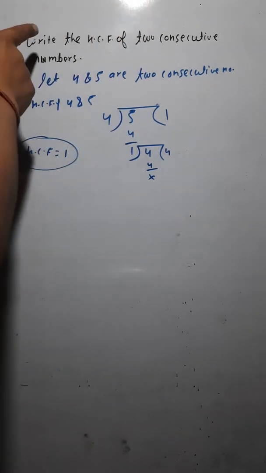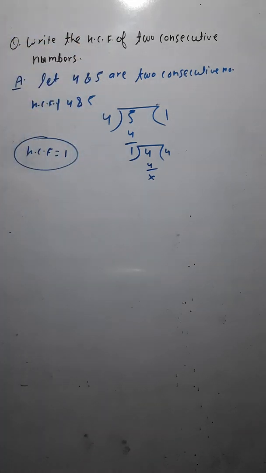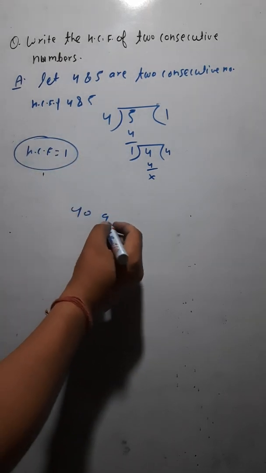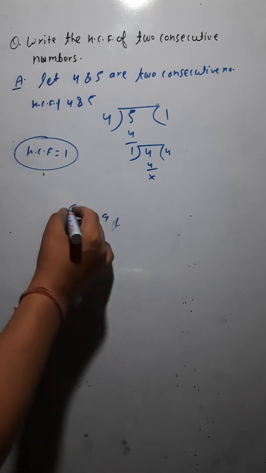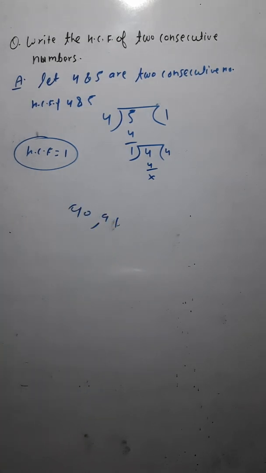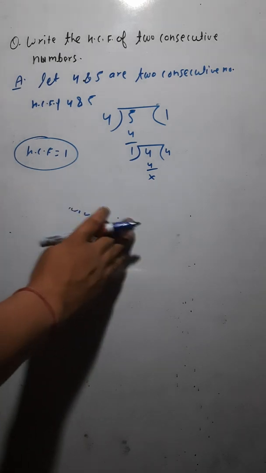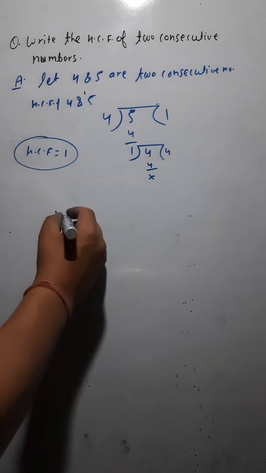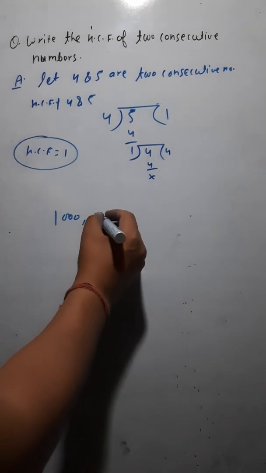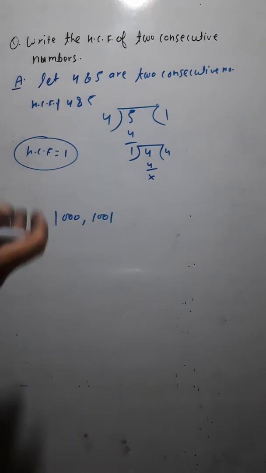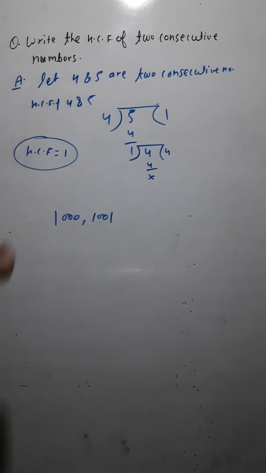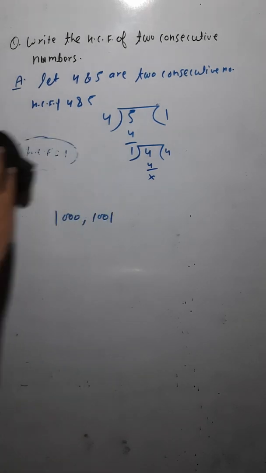So if you have to find out the HCF of 90 and 91, 90 and 91 are also consecutive numbers, isn't it? After 90, 91 comes, isn't it? Yes. So the HCF of these two numbers would again be 1. Any two consecutive numbers, let's say you have to find the HCF of 1000 and 1001, without solving you can straight away write the answer 1 because these two are consecutive numbers, isn't it? So you have to remember that always.